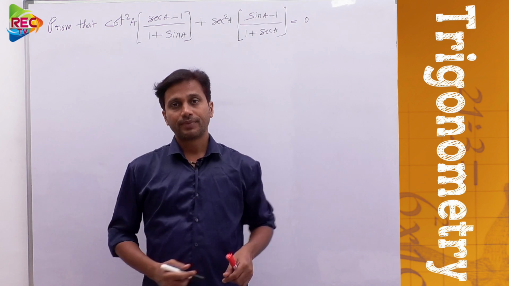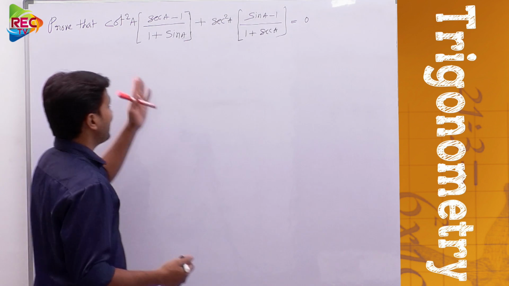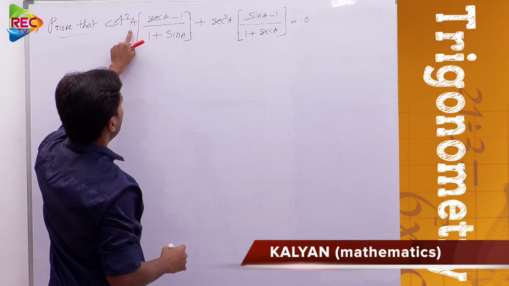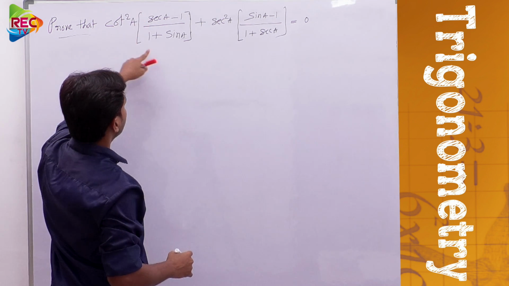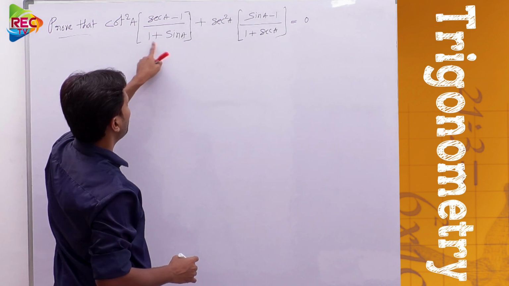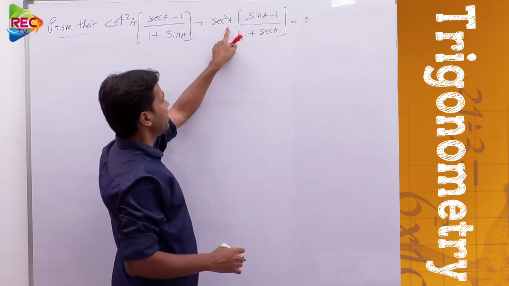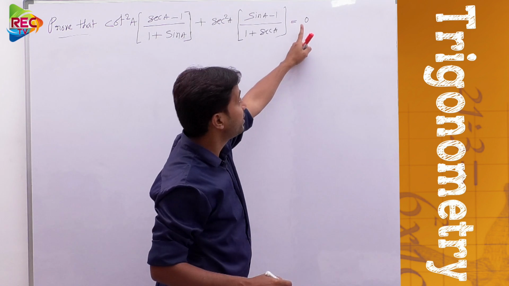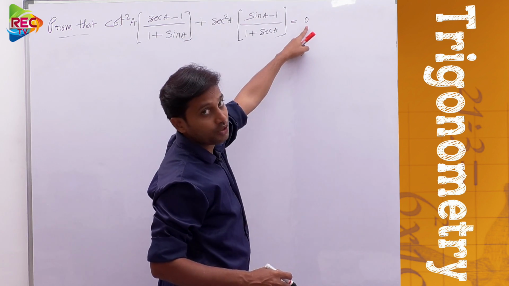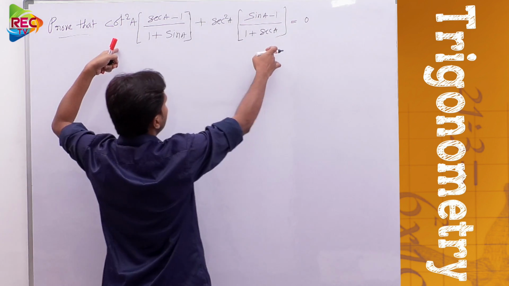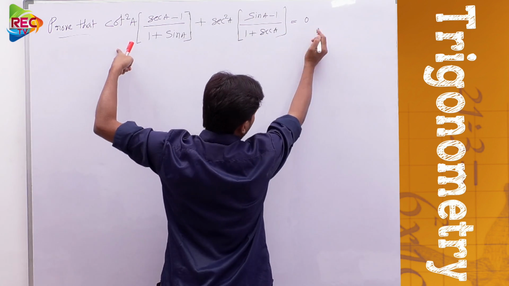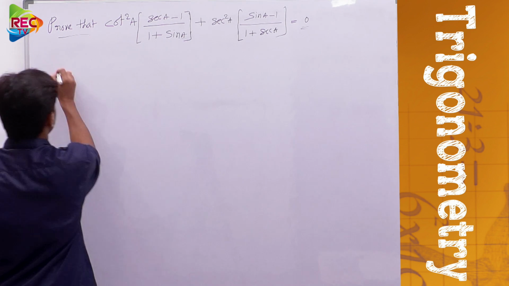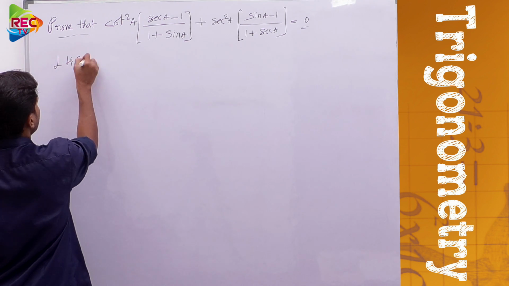Let's do the next problem. Here we need to prove that cot square A into secant A minus 1 by 1 plus sin A, plus secant square A into sin A minus 1 by 1 plus secant A, is equal to 0. That means we take this LHS and we need to obtain the RHS 0. This is our target. We need to take the LHS.